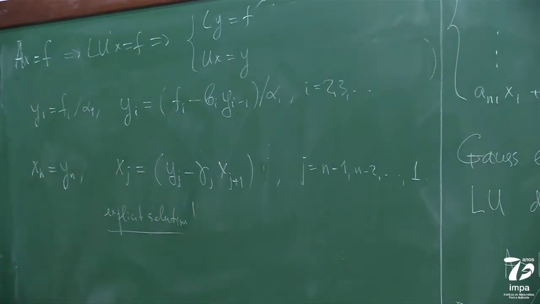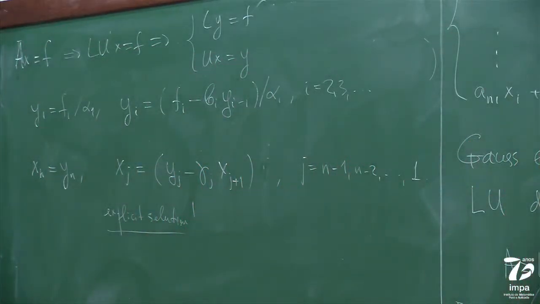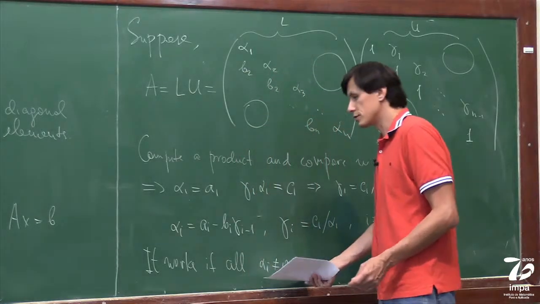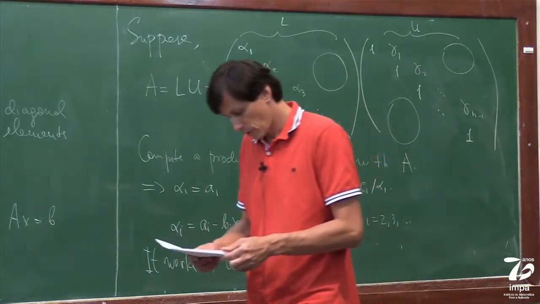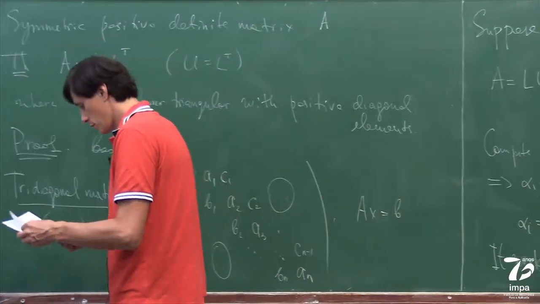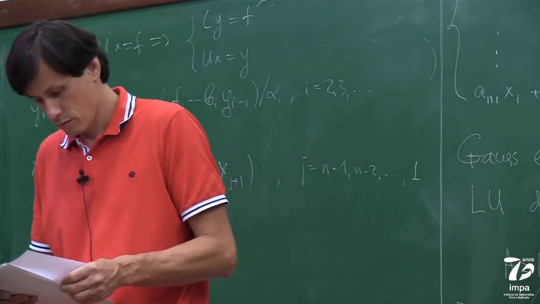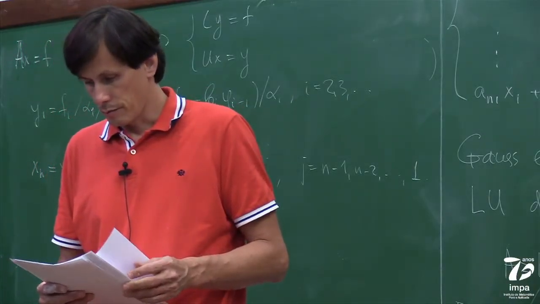So three-diagonal matrices can be solved. Whenever you get them, you solve algorithmically, with the only problem that we need to be sure that all coefficients are non-zero. And you can have one theorem to make sure that it works.